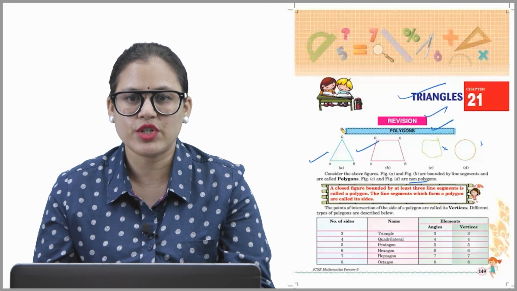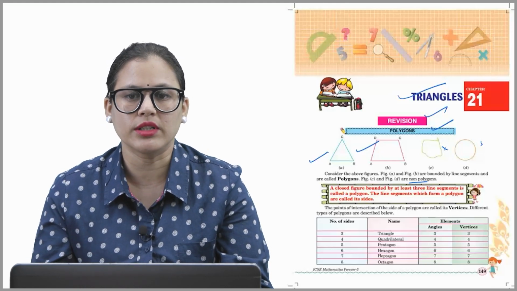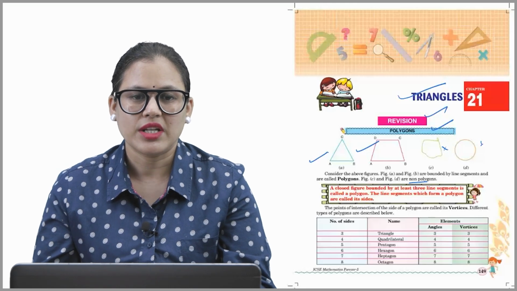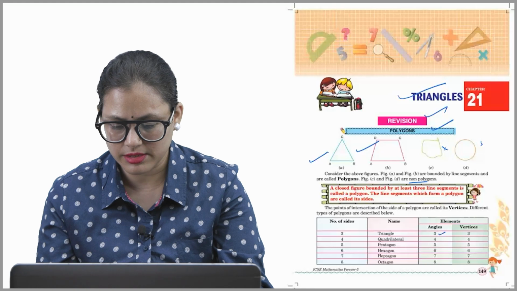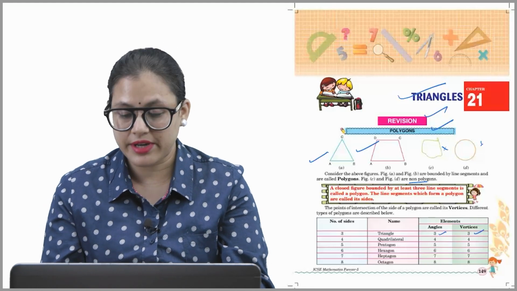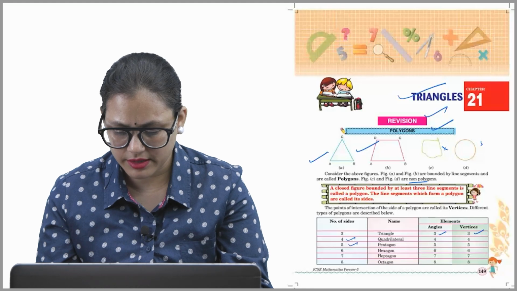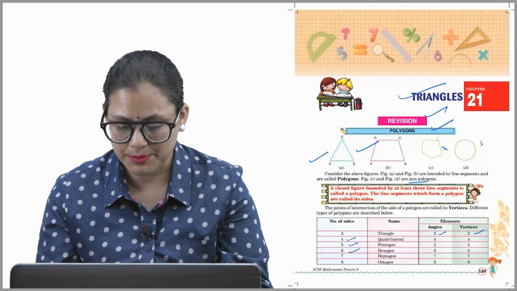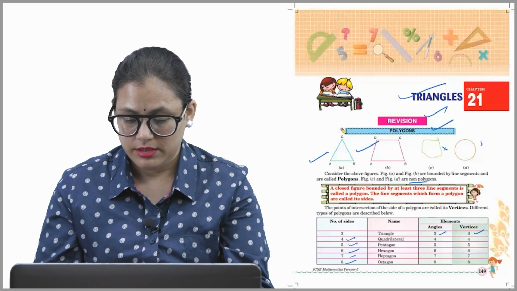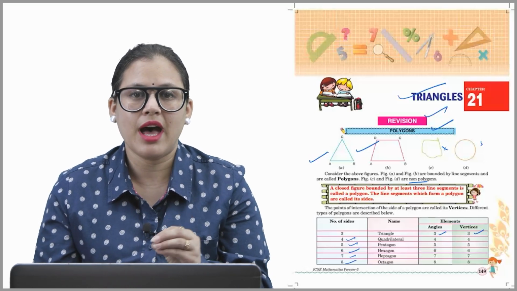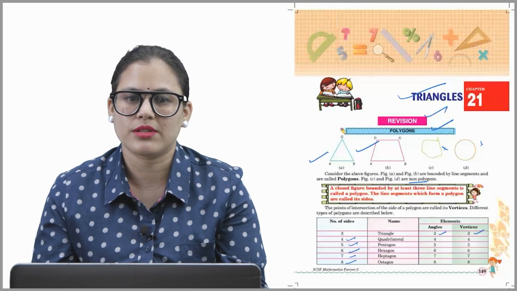The line segments which form a polygon are called its sides. The points of intersection of the sides of a polygon are called its vertices. Different types of polygons are described below. See, triangle. A triangle has 3 angles. It has 3 vertices. Quadrilateral has 4 sides, right? Pentagon has 5 sides. Hexagon has 6 sides. Heptagon has 7 sides, and octagon has 8 sides. Okay. In a polygon, the number of sides is equal to the number of angles is equal to the number of vertices.